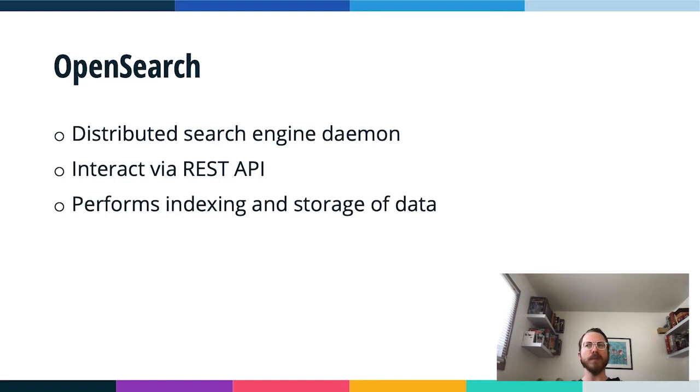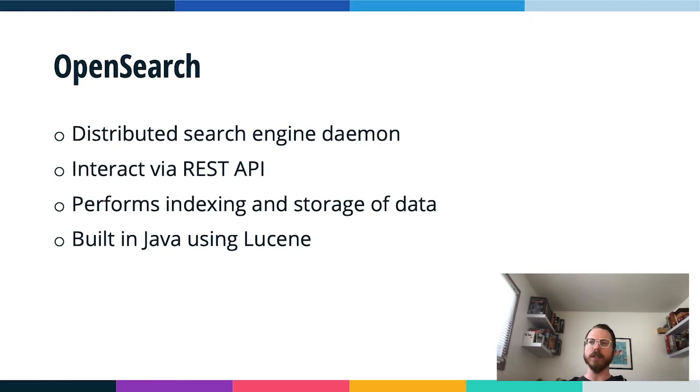It is built in Java using the Lucene library. Now, Lucene is a search library. It provides a lot of the search power of OpenSearch. It's been around for decades, multiple decades now. It's widely used, and it really does provide the source. And so a lot of things that we'll talk about today are actually derived from the Lucene library. So we'll mention that as well when I get to it.